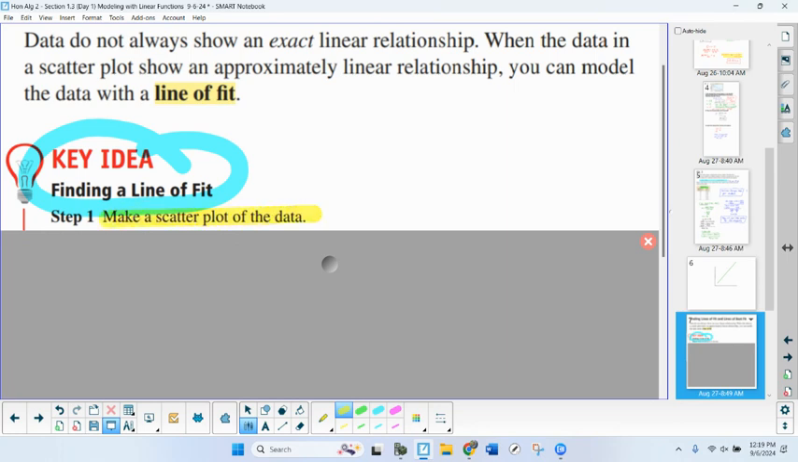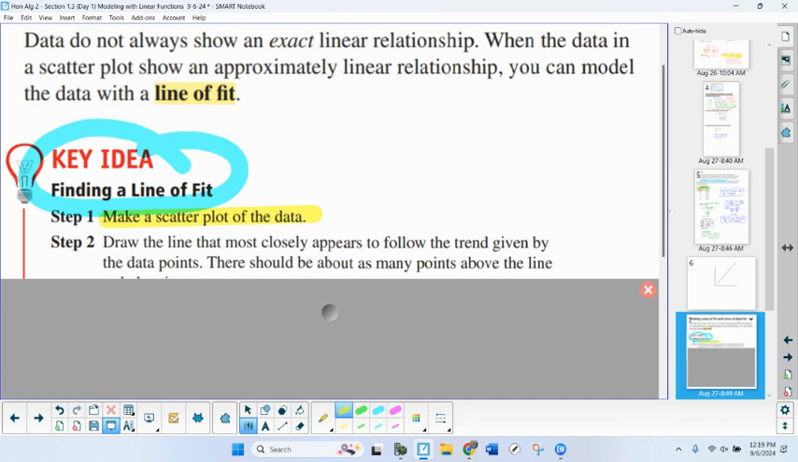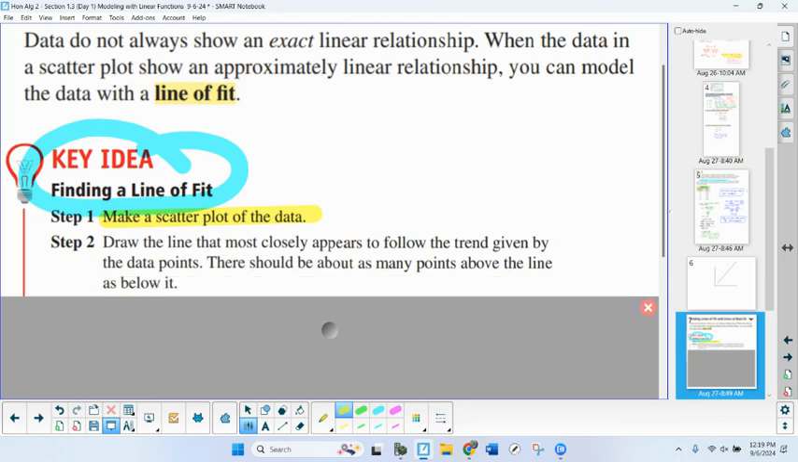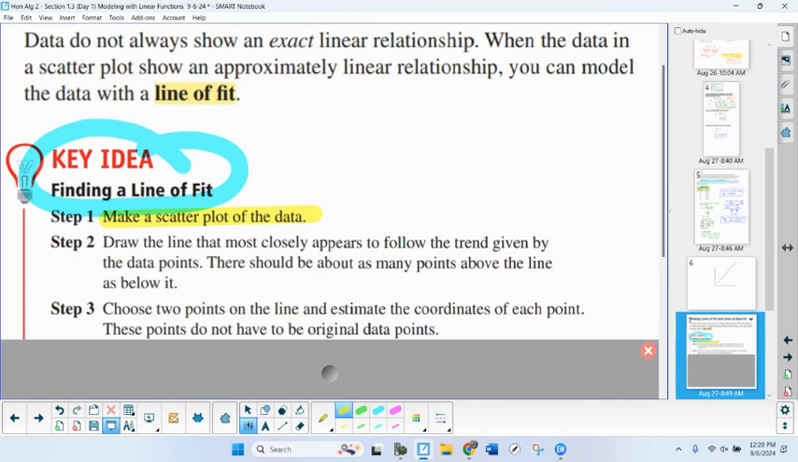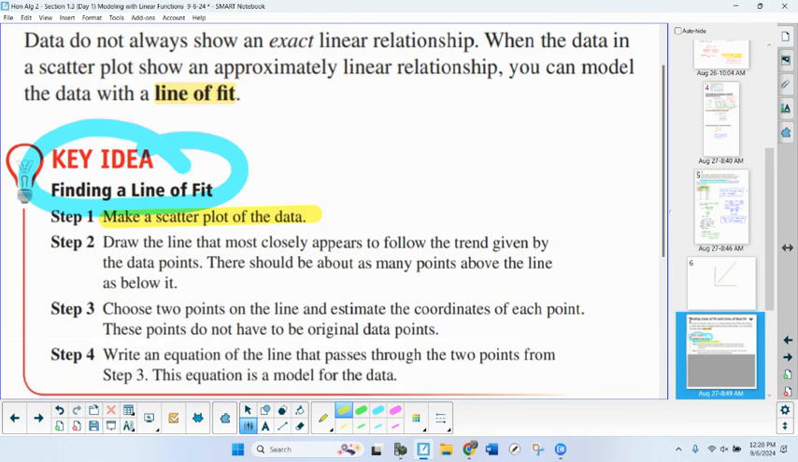Step one is make a scatter plot, like actually draw the scatter plot on a graph. That's step one. Step two, draw the line of best fit. You should have about as many points above the line as you do below the line. You don't have to have any points on the line. You probably will, but you don't have to. Choose 2 points that are on your line. They don't have to be data points. They might be. They don't have to be. They just have to be points that are on your line. And do what we've been doing to write the equation of that line.